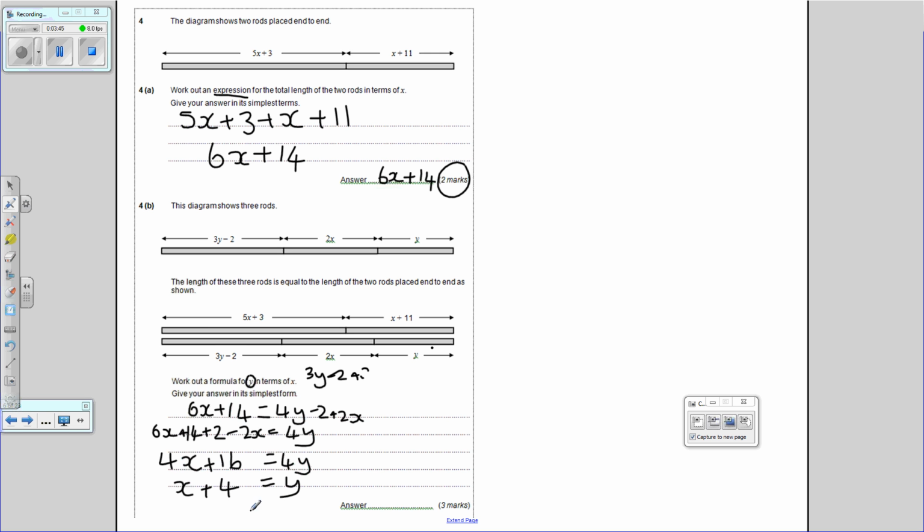So we've now got a formula in terms of x. It says y equals x plus 4. And that's all there is to it. And that's your final answer for question 4b.